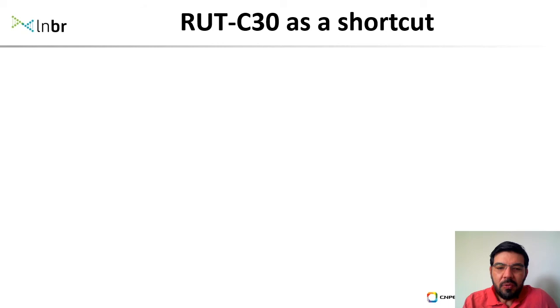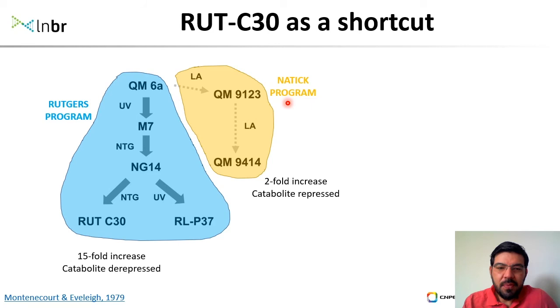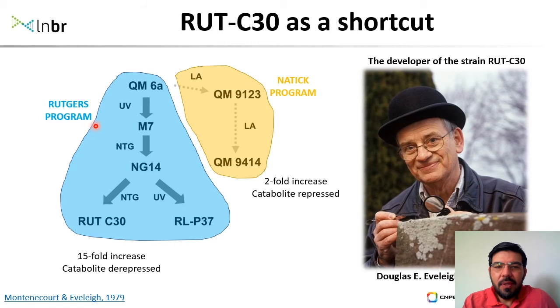We chose in our research Hoot C30 as a starting strain. This is an extraordinary microorganism. It was developed by Douglas at Rutgers using several rounds of chemical modification, and we are very thankful to Doug for making it available and public. This strain produces a 50-fold increase in enzyme production compared to its parental strain, QM6A, and is also partially catabolite derepressed.